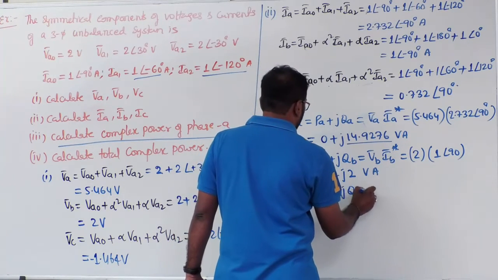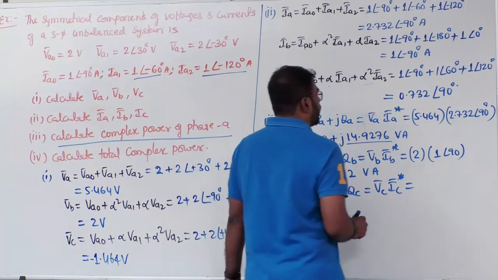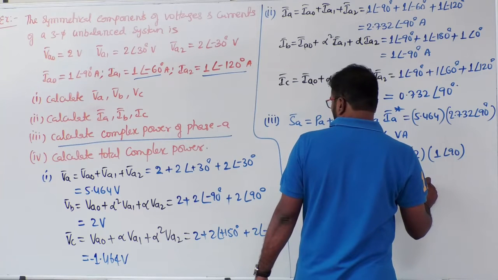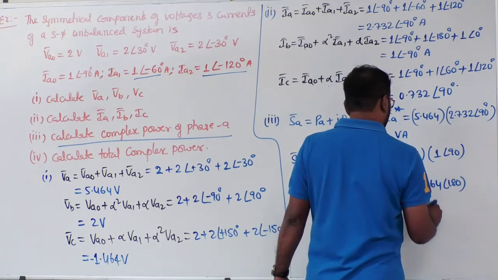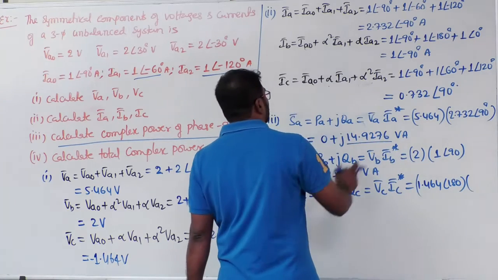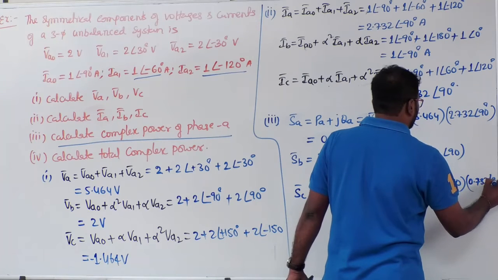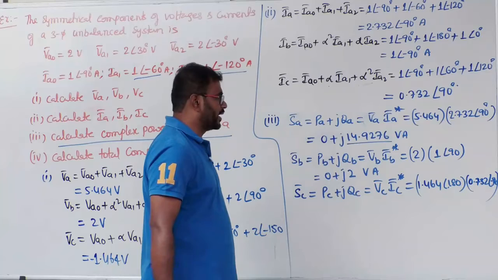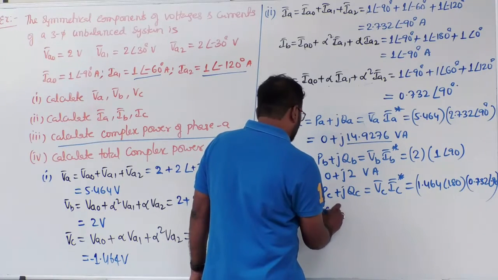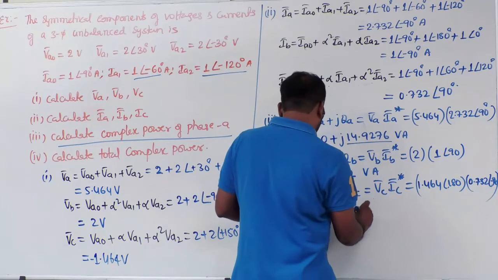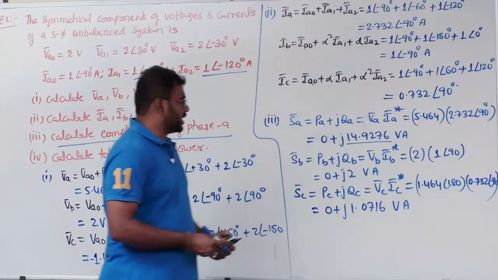PC plus j times the QC. That is VC into what? IC conjugate. Clear? So what is VC? Minus 1.464, otherwise 1.464 at an angle 180, into IC conjugate, which is 0.732 at an angle 90. Minus 90, plus 180, will again be plus 90. So what do I get now? 1.464 into 0.732. So we get 0 plus j1.0716 VA. Clear?